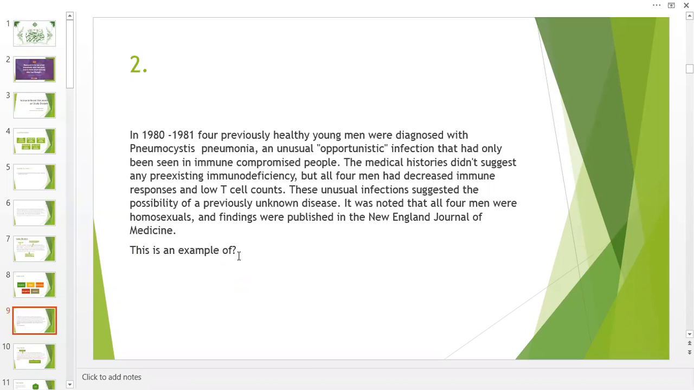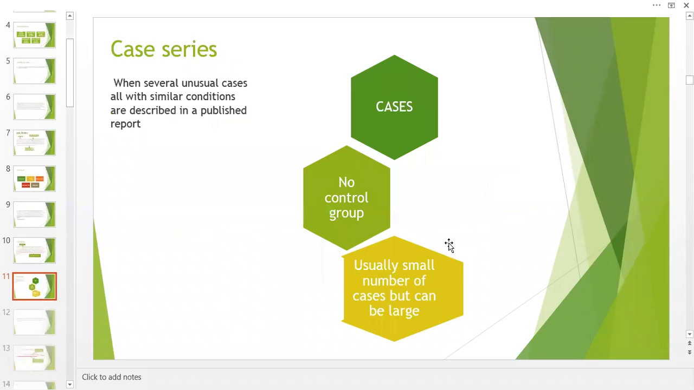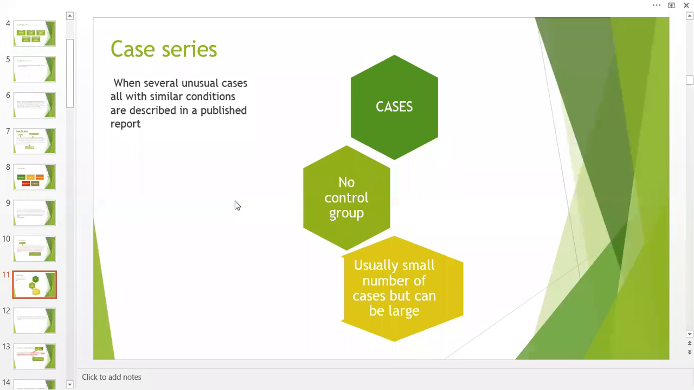Anyone from the class? Please. Case series. Yes, the correct answer is case series, because it's a rare disease in all the four men, and it was noted that all of them were homosexuals, and more than one individual is reported in case series with similar cases. Case series is when several unusual cases with similar conditions are described in a published report.